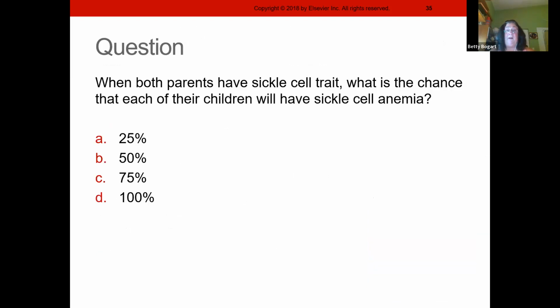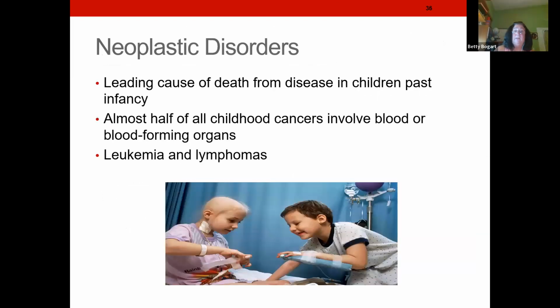So when both parents have sickle cell, what's the chance of their child going to get it? Just a trait? 25? It is 25. Yep.